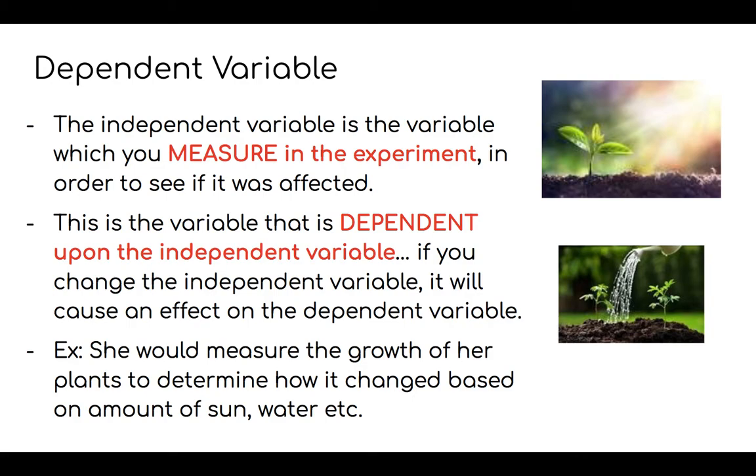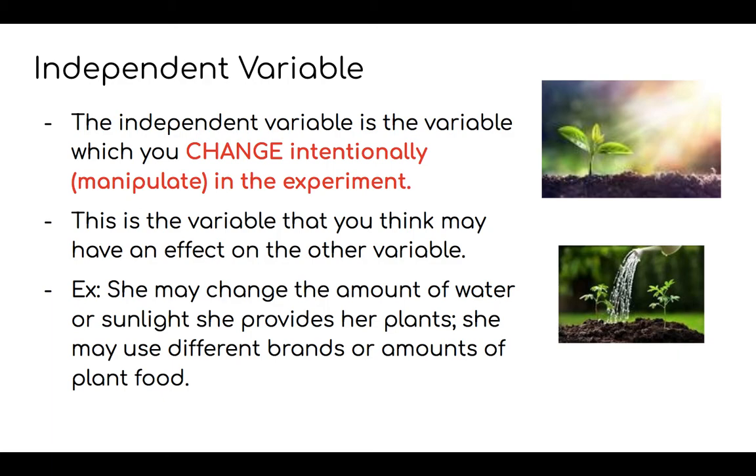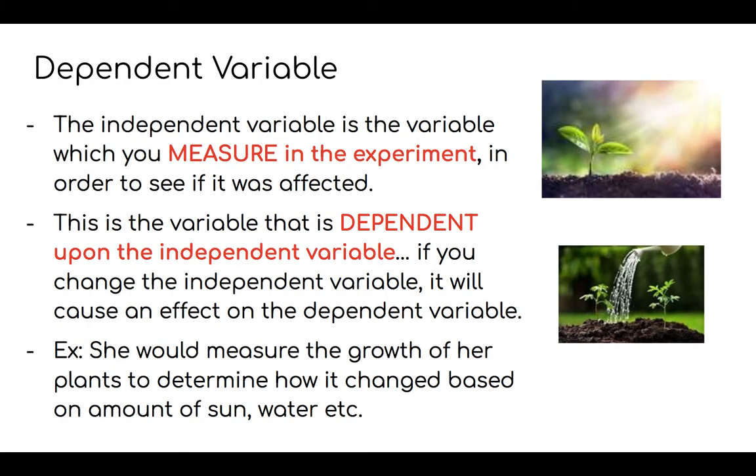Okay, now in this case, hopefully it's very obvious at this point. If we change the amount of sun or the amount of water or the amount of plant food that we give to the plants, the dependent variable, or the thing that we're going to measure to determine the change that occurred, is the growth of the plants. Okay, so it could be height, it could be how healthy they are, but how well those plants are growing would be the dependent variable in this situation. So we can see here in this example, changing the amount of sunlight, changing the amount of water, changing the type of plant food: independent, I do it on purpose. Dependent, how well those plants grow, okay, is going to be affected by the changes that I made to my independent variable.